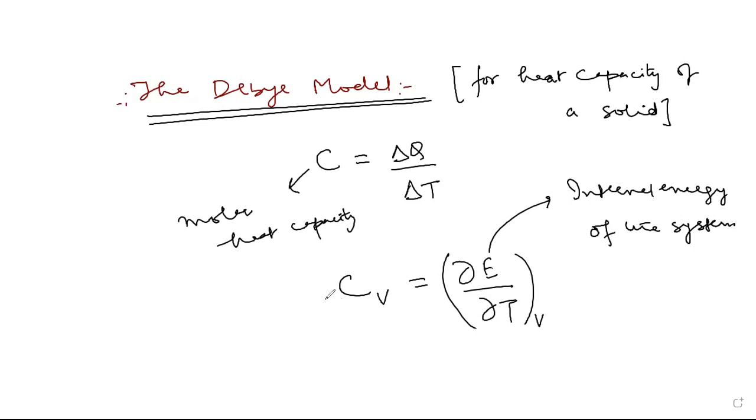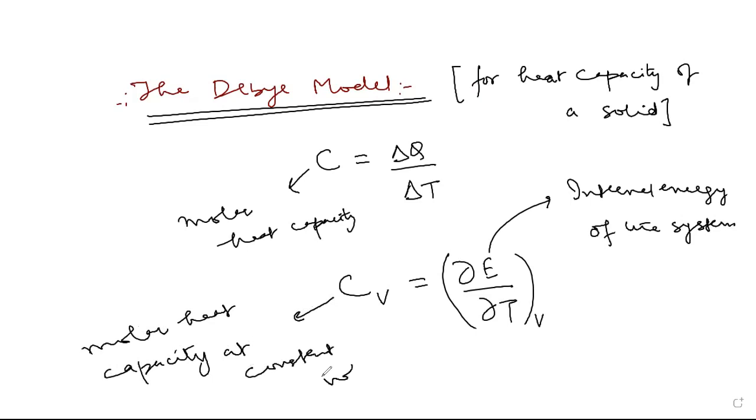This CV is now what? It is molar heat capacity at constant volume. So we are taking 1 mole of a substance. If we have internal energy of some system and differentiate that with respect to absolute temperature, treating volume constant, what we get by that derivative is the molar heat capacity at constant volume if the amount of the substance is 1 mole.